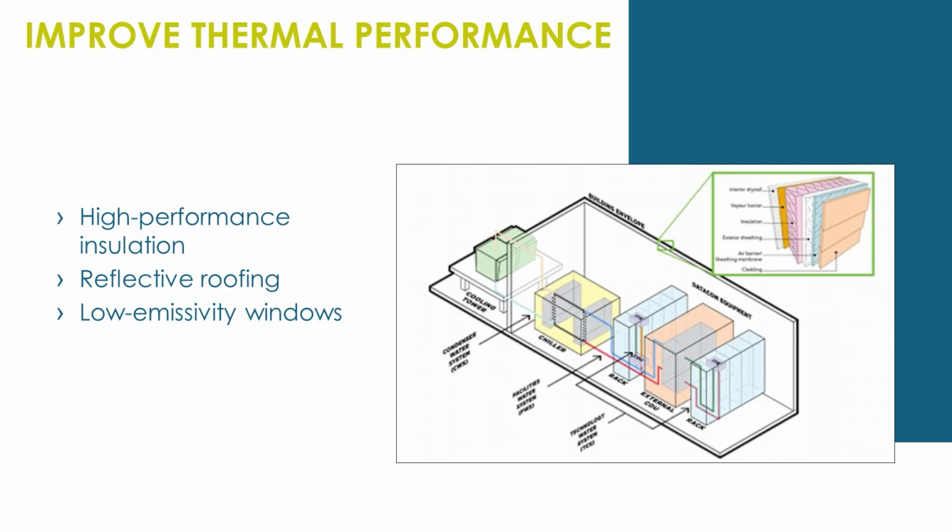The building envelope, consisting of the materials and structures separating internal from external environments, has a direct impact on thermal performance. High-performance insulation, reflective roofing, and low emissivity windows help reduce heat transfer, minimizing cooling demand. Airflow management can be integrated into the building layout, ensuring efficient distribution of air conditioning.